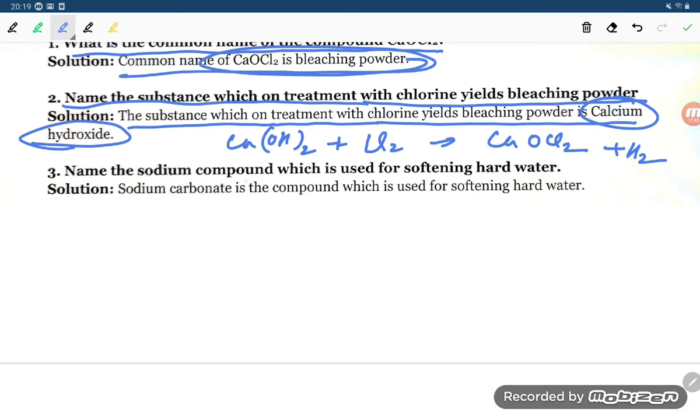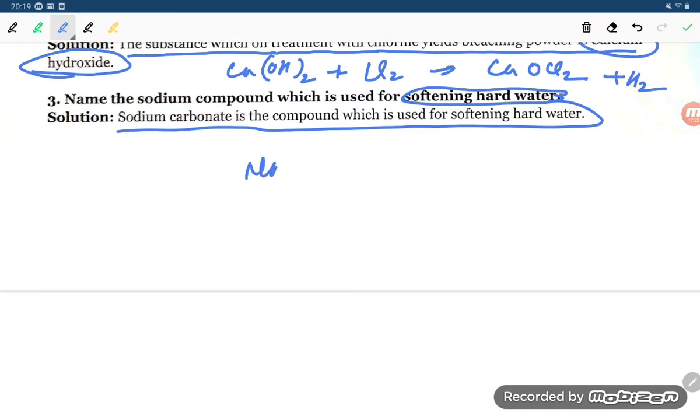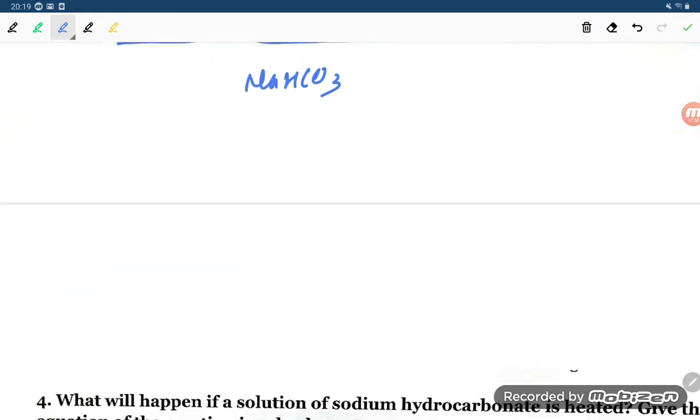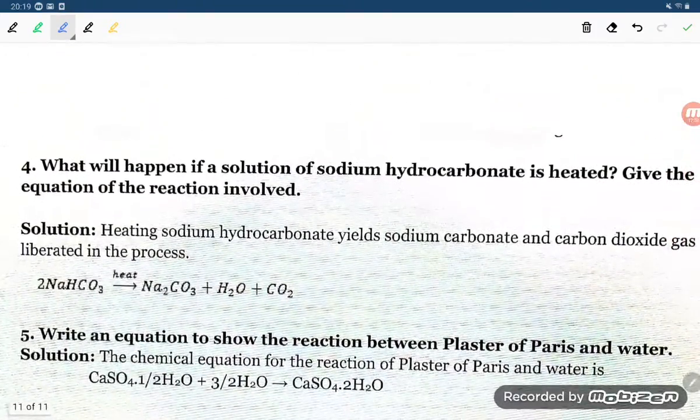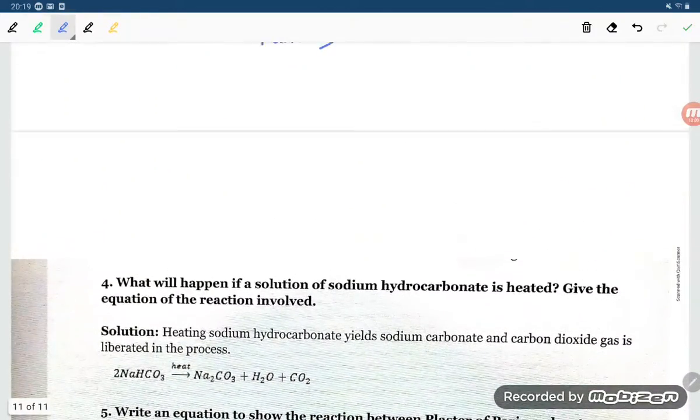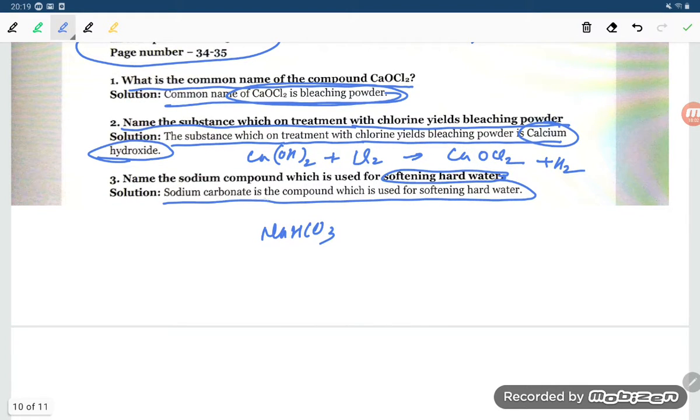Okay, name the sodium compound used for softening hard water. The sodium compound used for softening hard water is sodium carbonate, Na2CO3, student. Na2CO3 is the compound which is used for softening of hard water.